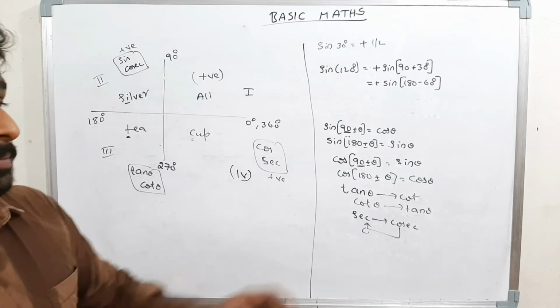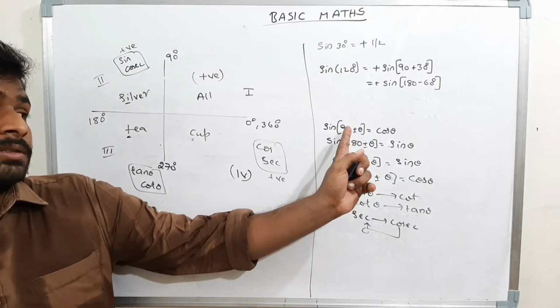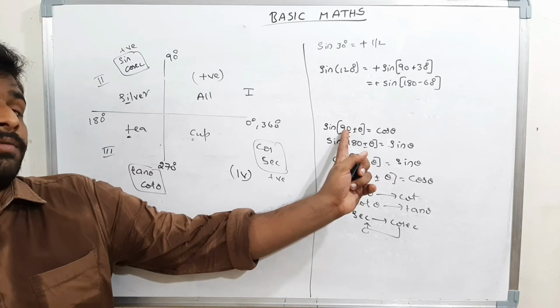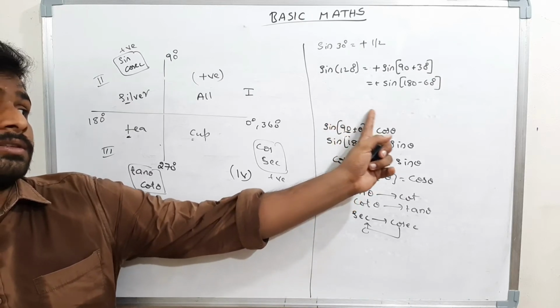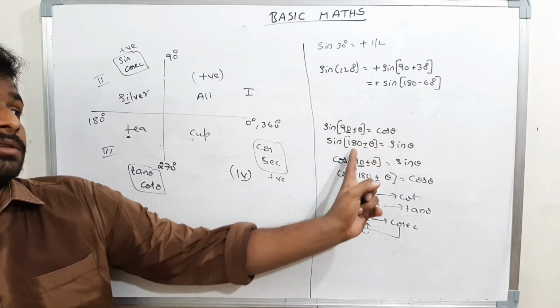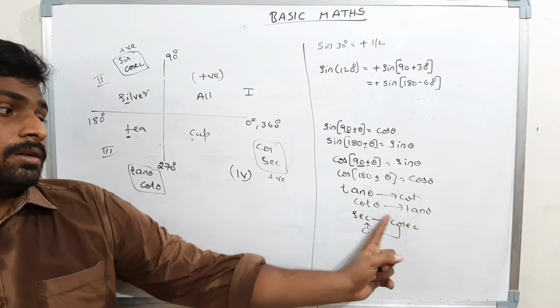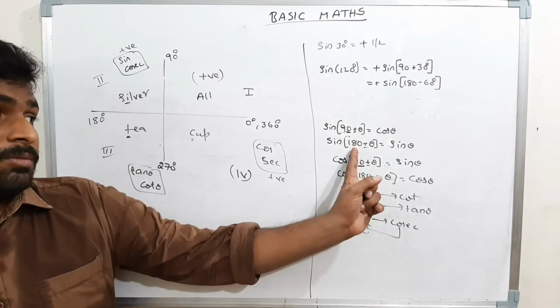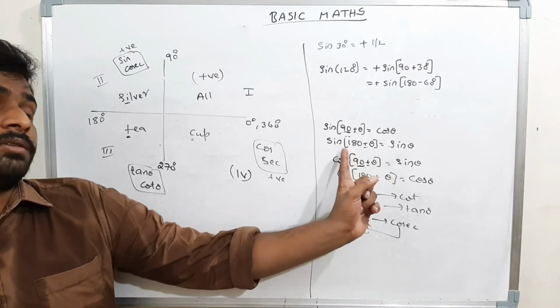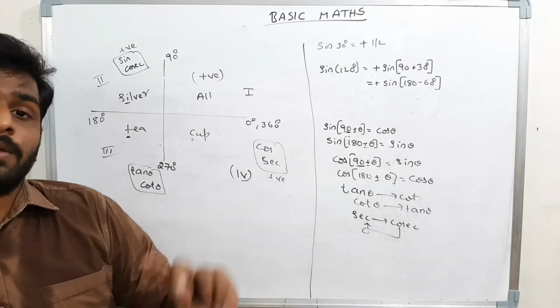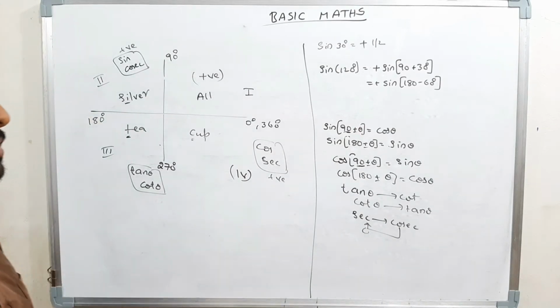Observe carefully. When it is odd multiple of 90, then the functions will change: sin to cos, cos to sin, tan to cot, cot to tan, and so on. If it is even multiple, then the functions won't change. They will be the same. Please remember this. Now we will see carefully. See here.